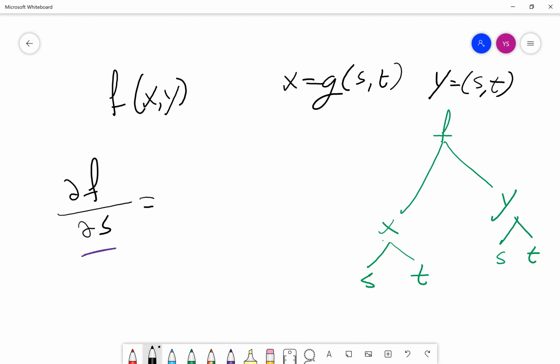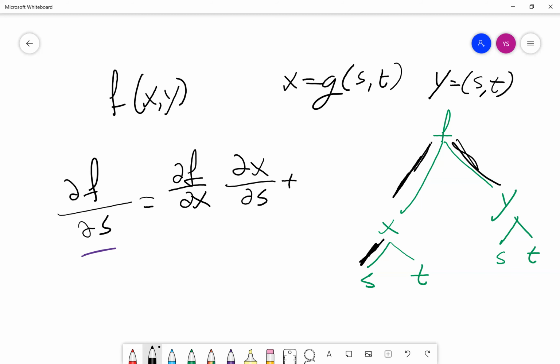So first, we need to know, how does f depend on x? So that's the partial of f with respect to x. And then that would be multiplied by the amount that x depends on s. So that's the partial of x with respect to s, plus then how much does f depend on y? That's partial f with respect to y, times how much does y depend on s? That is partial y with respect to s, right? Let's do an example or two.